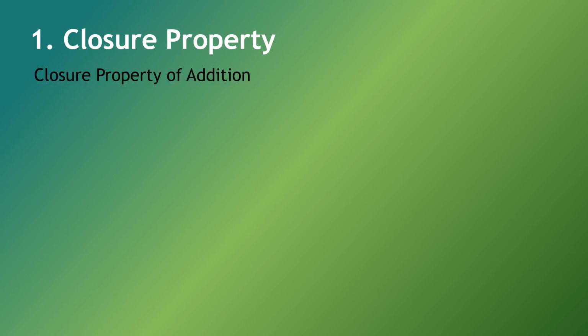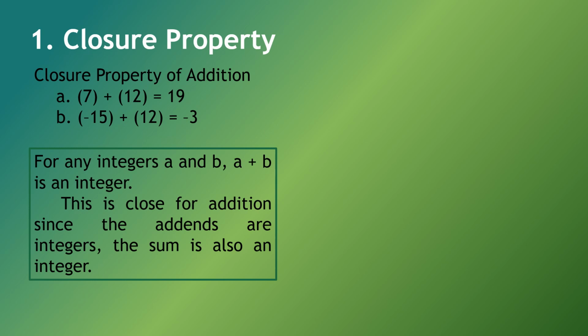First, closure property of addition. Examples. 7 plus 12 is equal to 19. Negative 15 plus 12 is equal to negative 3. So, when we said closure property of addition, for any integers a and b, a plus b is an integer. This is closed for addition since the addends are integers, the sum is also an integer.